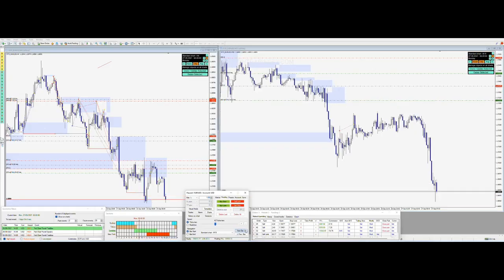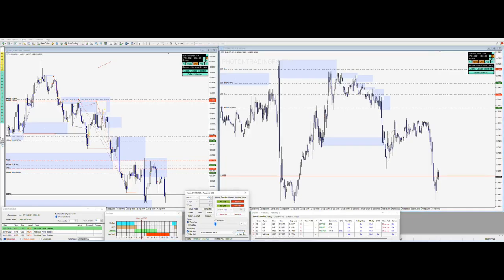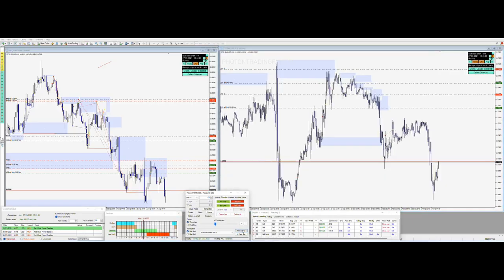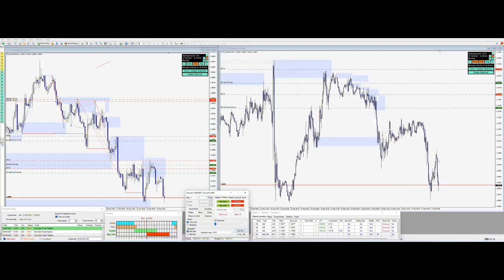See if we can take out this 4-hour low yet. Not quite. There's not even a bullish change of character to look for a hedge. See if that supply zone is going to hold. Yep.